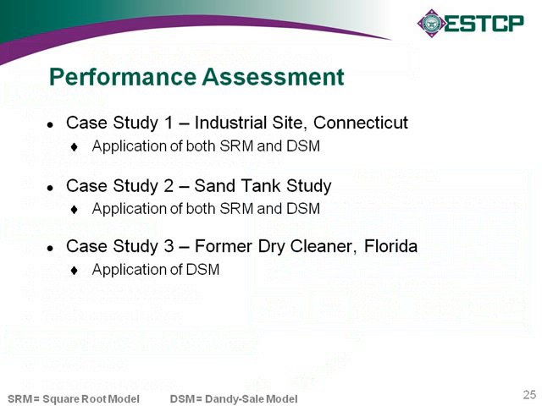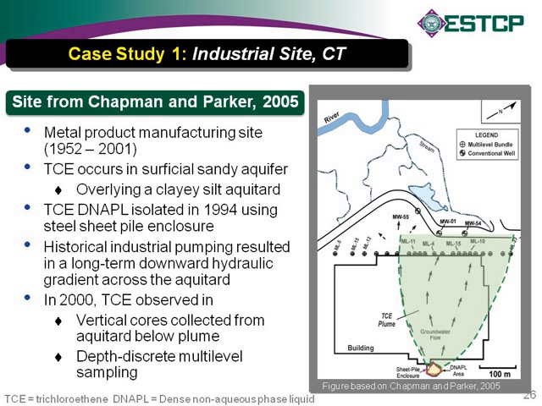Well, first we're going to go to Connecticut, which is close to the Garden State, I guess. And this is this classic research site, Chapman and Parker. It's an industrial site. There was metal manufacturing starting in 1952. They've got TCE in the sandy aquifer. It overlies the clay-silt aquitard. And then in 2000, they go out there and see that there's this contamination in this aquitard below the plume. So here's this cone-shaped plume that's coming from this place. And the key point is they isolated this source here in 1994 by putting sheet pile around it.